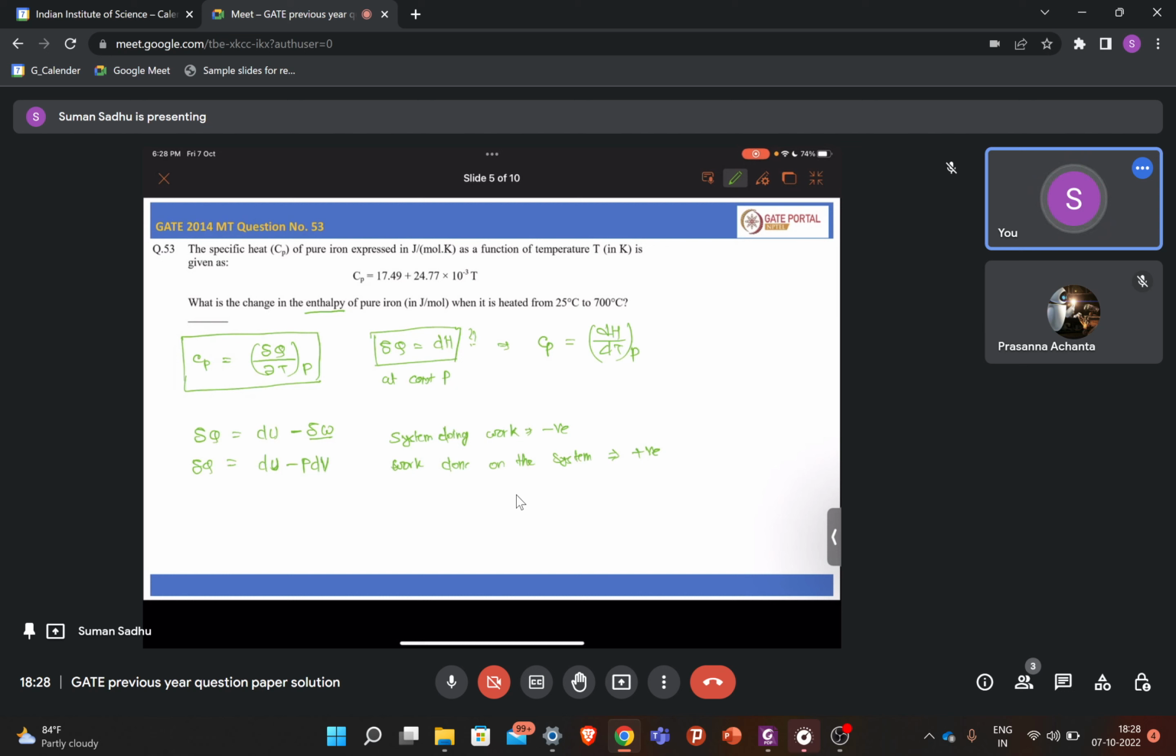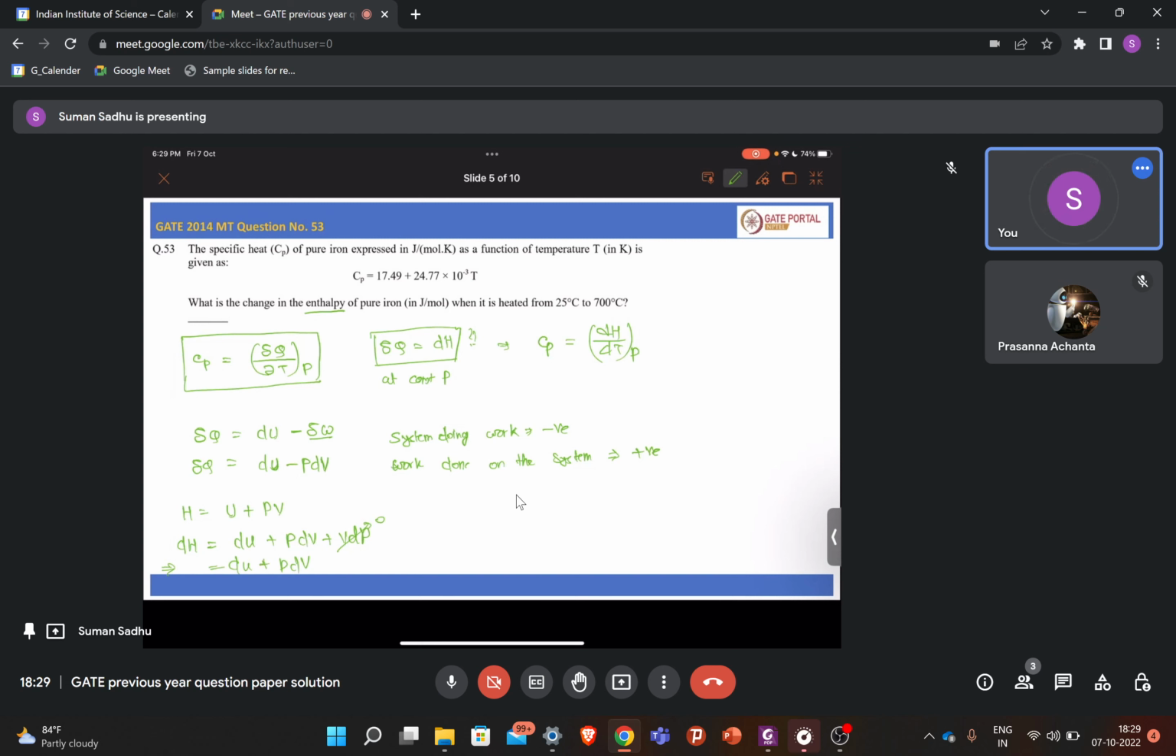Now, what is enthalpy? How do we write enthalpy? H is equal to U plus PV. If you differentiate, dH will be dU plus PdV plus VdP. Now, at constant pressure, the VdP term will be 0. It will be dU plus PdV.